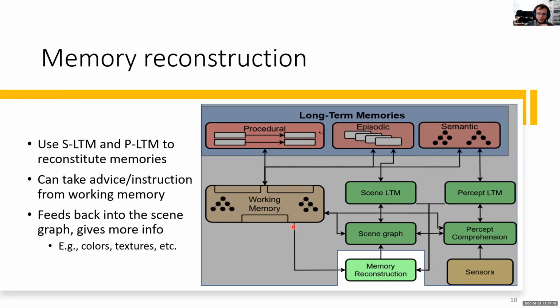And this can also be informed by different parts of working memory, which would allow you to give it hints, basically saying, "Remember that the cat was actually an orange cat at that time."